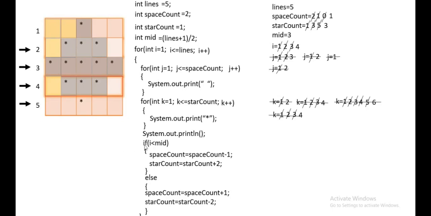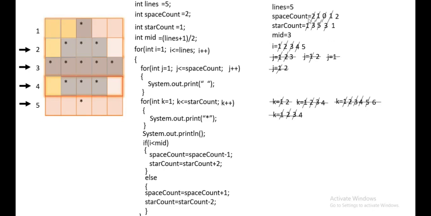Then if i is less than mid, 3, what, i is 4, but 4 is not less than 3, so do not execute this if block, execute the else block. So space count becomes 2 and star count becomes 1. Then go back to i plus plus, i becomes 5.